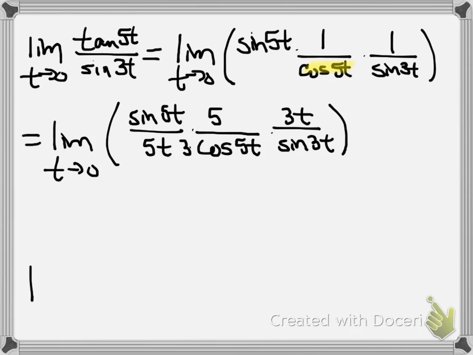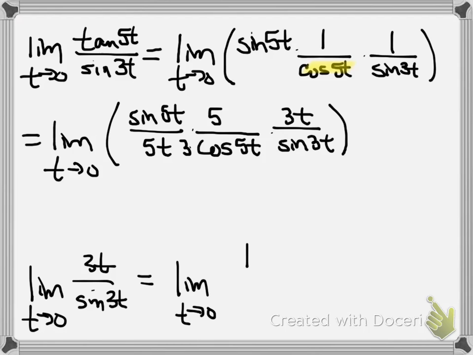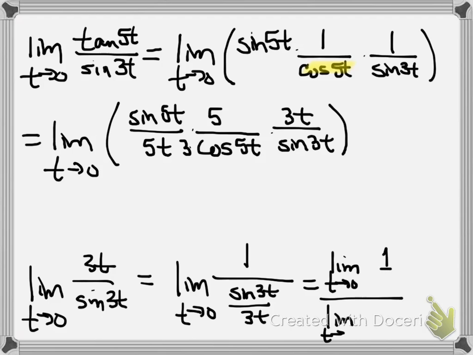Okay, so now what about this limit of 3t over sine of 3t as t goes to 0? Well, this is the limit as t goes to 0 of 1 over sine of 3t over 3t. And aha! We know that the limit of the denominator there exists, and it's 1, by the same reason as when we had 8x in the previous example. So now the limit laws say this is the limit of the numerator divided by the limit of the denominator, since the denominator's limit isn't 0. And so that limit is just 1.